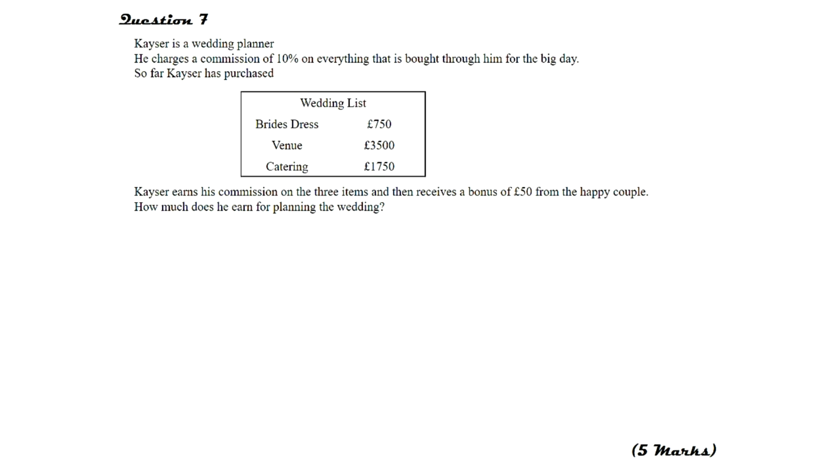Kaiser is a wedding planner. He charges a commission of 10% on everything that is bought through him for the big day, and so far he has bought the following things: a bride's dress, venue and catering. Kaiser earns commission on the 3 items and then a bonus of £50 from the happy couple. How much does he earn for planning the wedding?